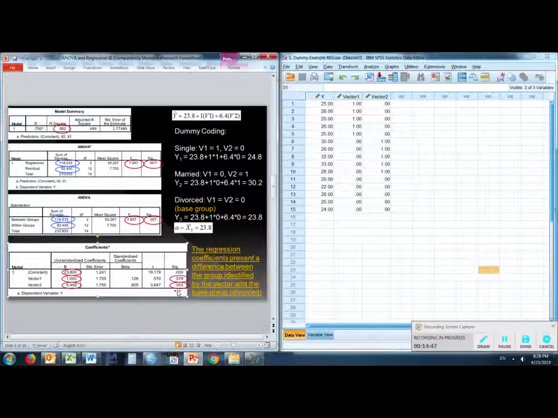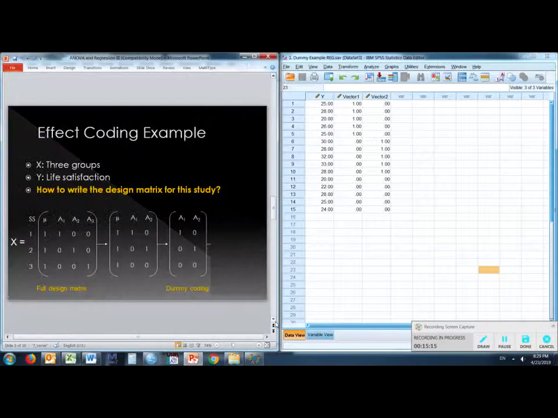So that is how to interpret the results based on the regression. The beauty of the regression is that from this one coefficient table, we could compare the single group with the divorced group. We could also compare the married group with the divorced group. This table tells us all this information. Now let's move to the effect coding.